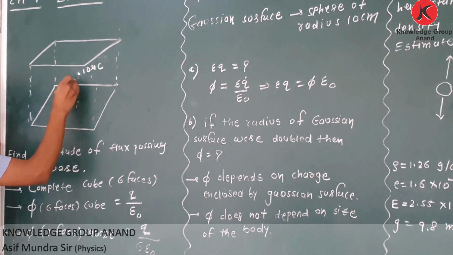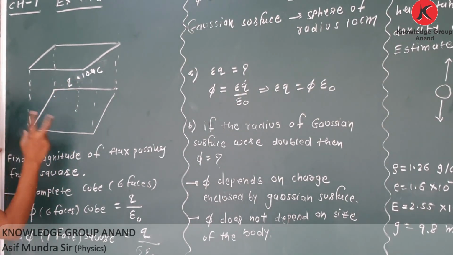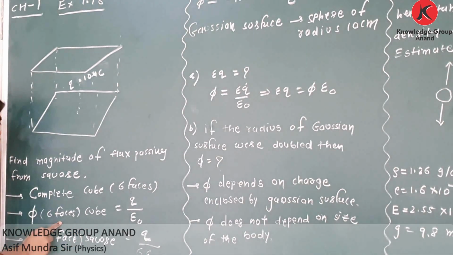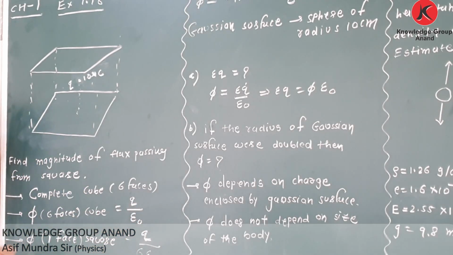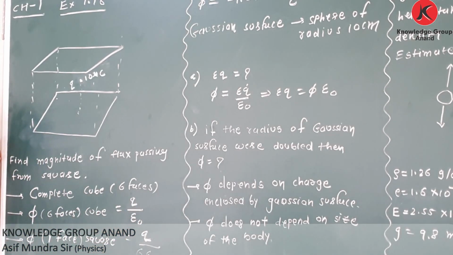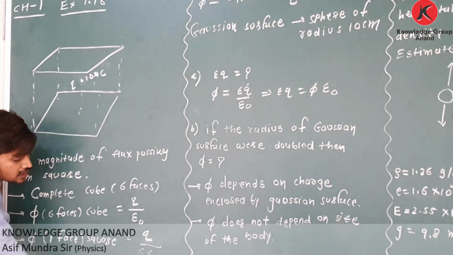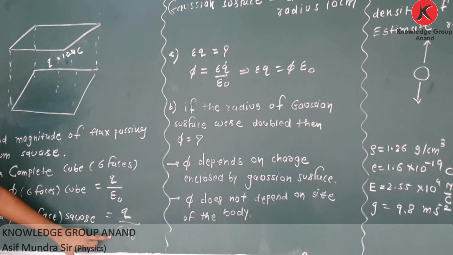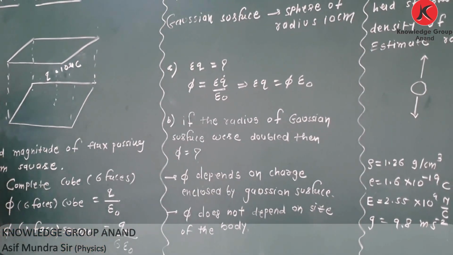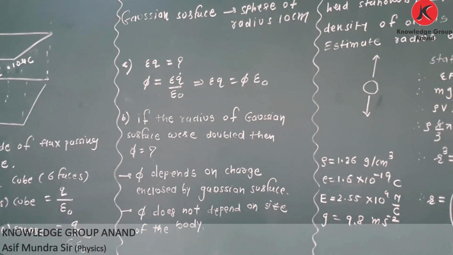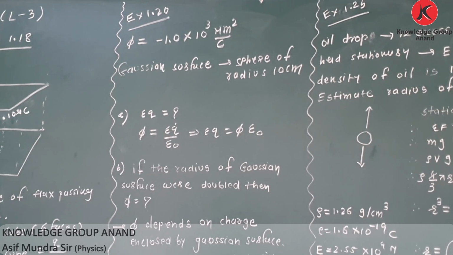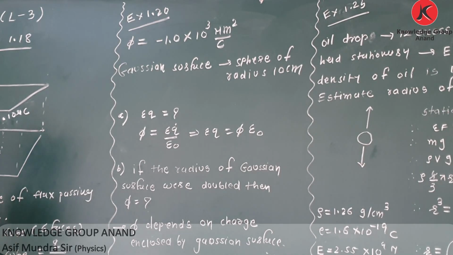See, this charge q is enclosed by the cube. Cube means 6 faces. So for total 6 faces, flux is q upon epsilon 0. Then what is flux for only one face? Yes, it is divided by 6. So for one face, flux is q upon 6 epsilon 0. Q is 10 microcoulomb, 10 into 10 raised to minus 6, 6 is 6. Epsilon 0 is 8.85 into 10 raised to minus 12. Okay, you can easily calculate this. Clear? Now, next question, exercise 1.20.